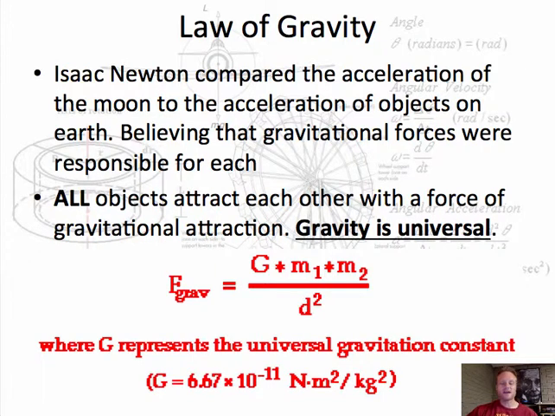So the law of gravity basically applies to everything. It's not just people on Earth. It goes all the way out into the universe and beyond. Okay, if there is anything beyond the universe. So basically, how this law came about was Newton compared the acceleration of the moon to the acceleration of objects on Earth, believing that gravitational forces are responsible for causing each to fall towards the Earth.